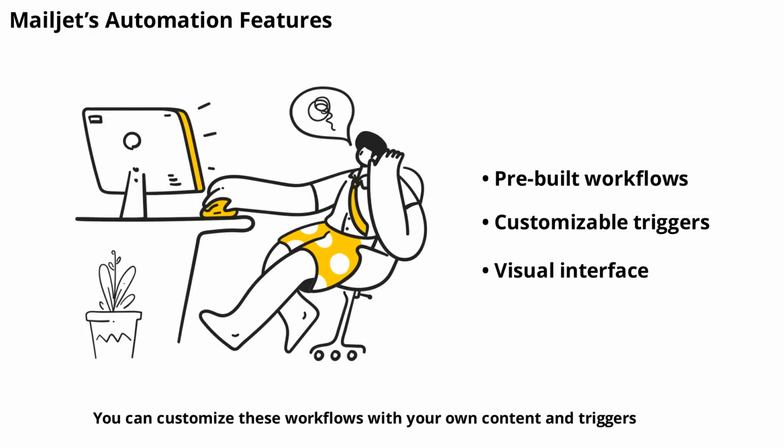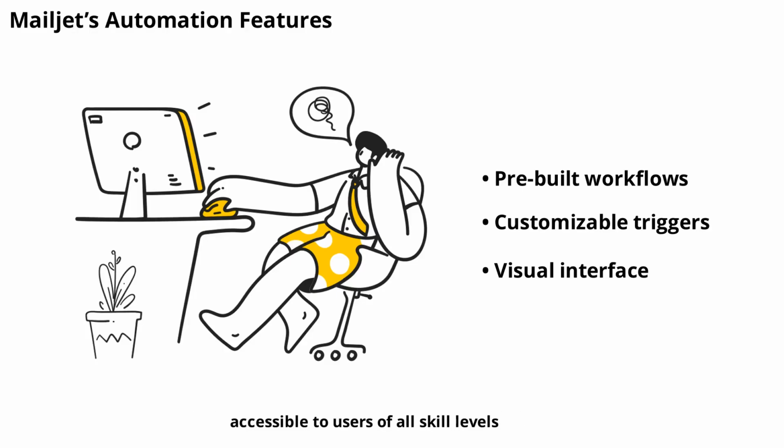Mailjet's automation features include pre-built workflows for common scenarios like welcome emails, follow-ups, and re-engagement campaigns. You can customize these workflows with your own content and triggers, making it easy to create personalized sequences. The visual interface helps you see the entire flow and make changes as needed. Mailjet's automation tools are designed to be accessible to users of all skill levels.